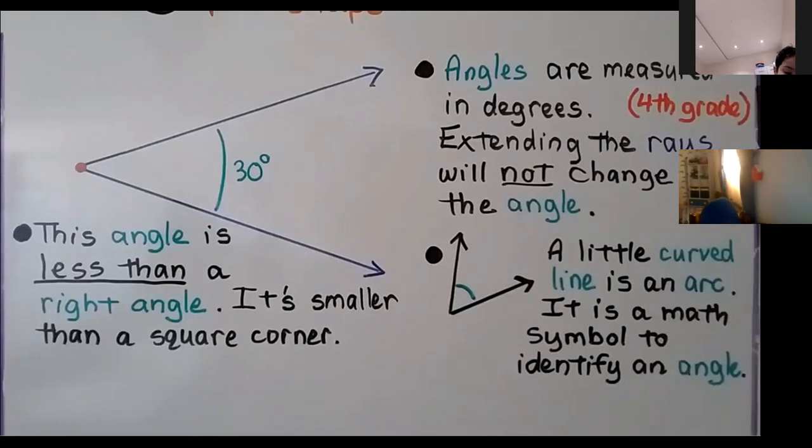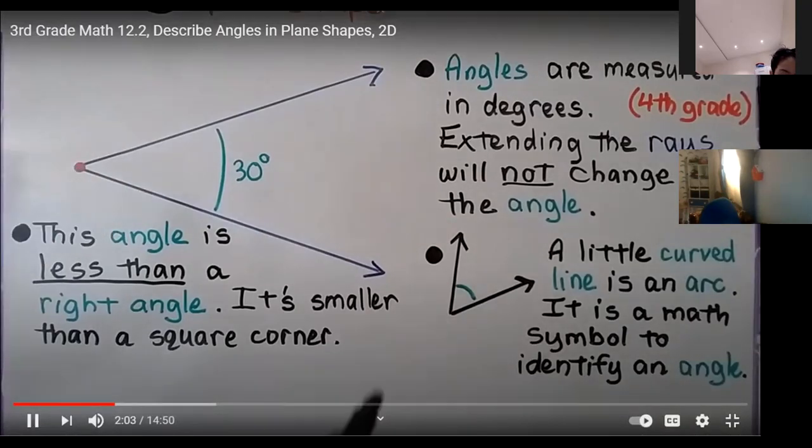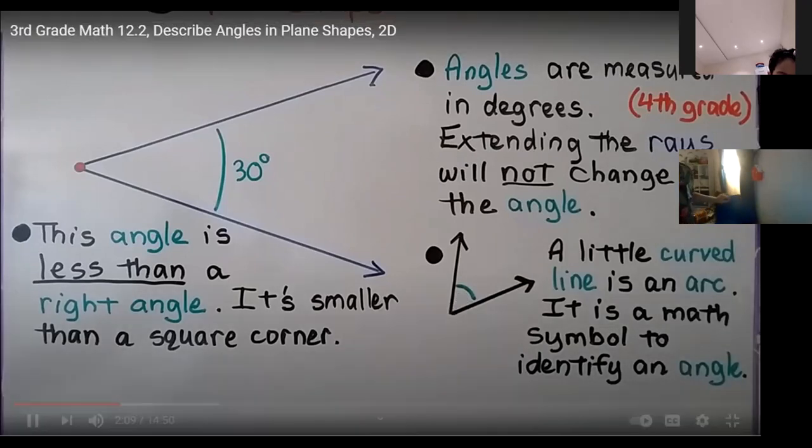And this angle is less than a right angle. It's smaller than a square corner inside here. And the little curved line is called an arc, and it's a math symbol to identify an angle.